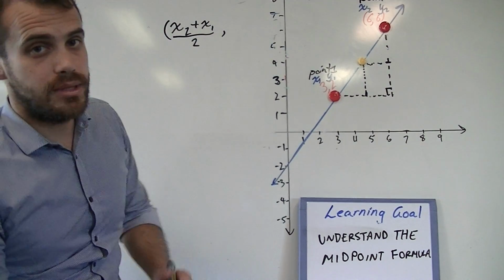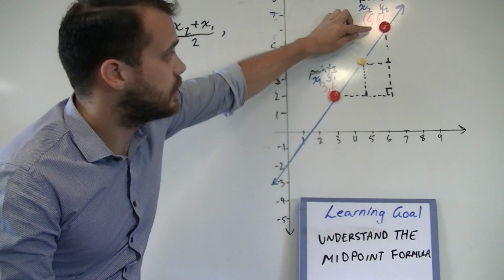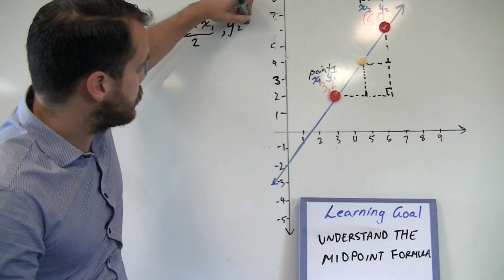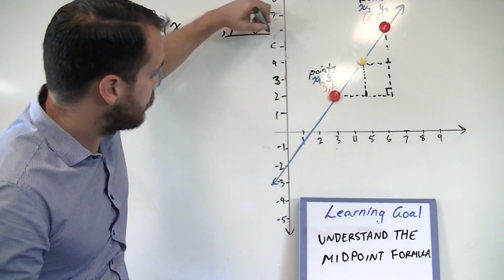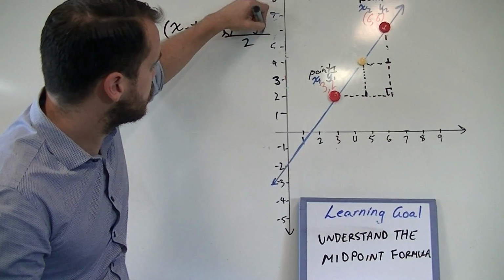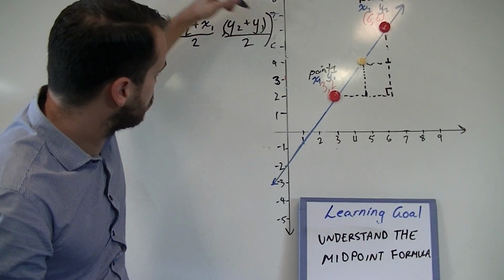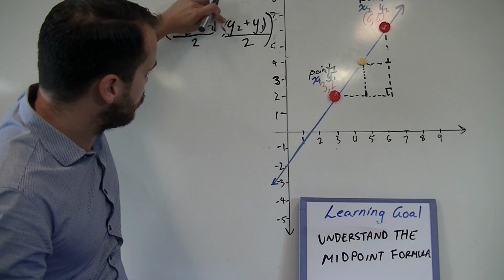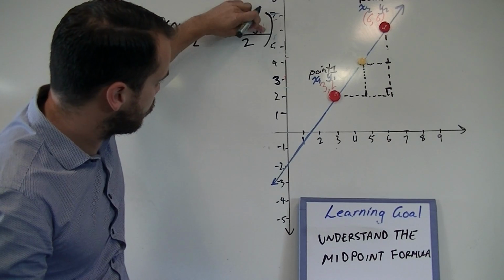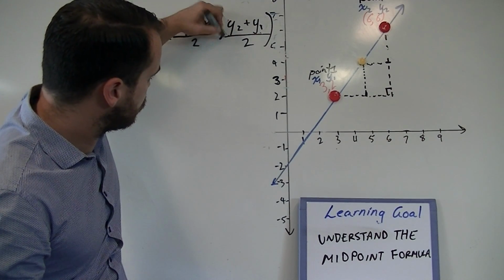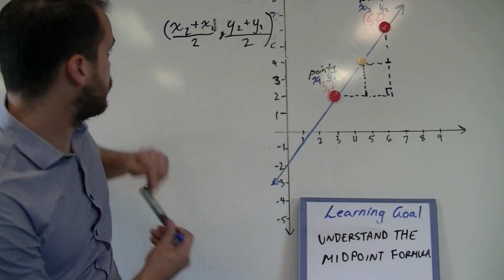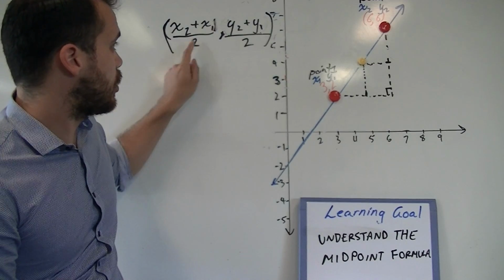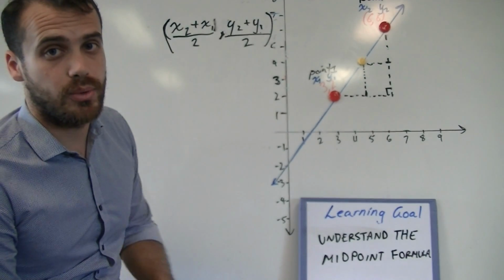And now if we want to know our midpoint between the y values, our midpoint between this and this, we can do the same thing. y2 plus y1 divided by 2. Don't really need all these brackets here, let's get rid of them. So here we have our midpoint formula, x2 plus x1 over 2, y2 plus y1 over 2.